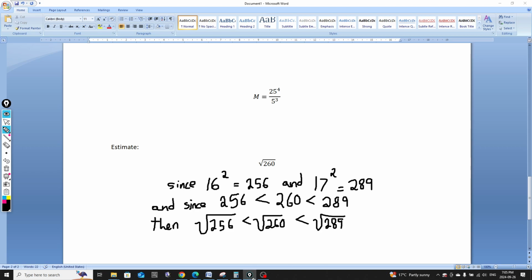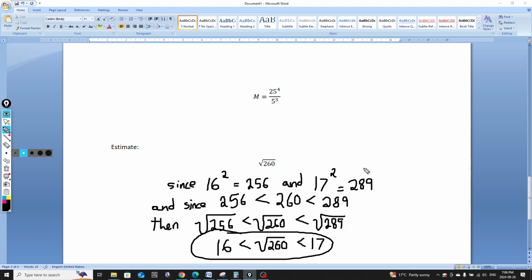Okay. Well, the square root of 256, we know that that's 16. That means 16 is less than the square root of 260, which is less than 17. Okay? So then that would be your final answer, but you're not going to get full marks unless you show these 4 steps, okay? So again, these 4 steps, I think I'm talking to you guys nonstop about them. All right, so that's what I wanted to do on this page here.